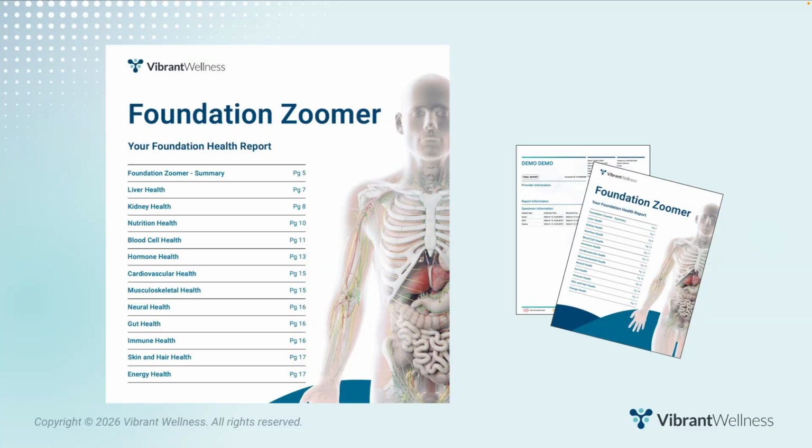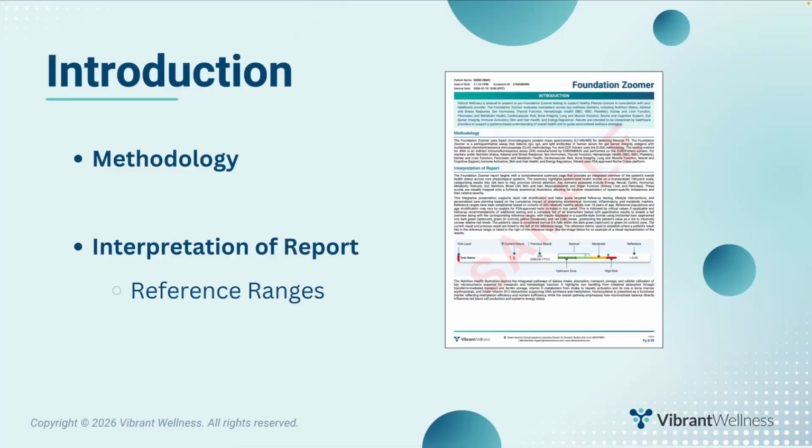The index lists the 13 sections of the report, including Foundation Zoomer summary, liver health, kidney health, nutrition health, blood cell health, hormone health, cardiovascular health, musculoskeletal health, neural health, gut health, immune health, skin and hair health, and energy health. The introduction page is where you can find the methodology and interpretation of report, and I highly recommend reading this page, especially if you want to learn about the methodologies used or how reference ranges were established.